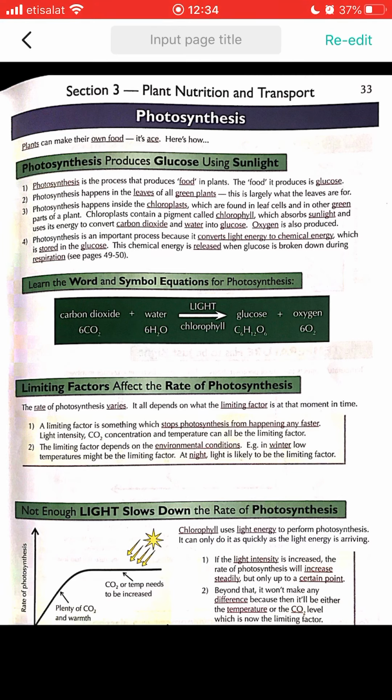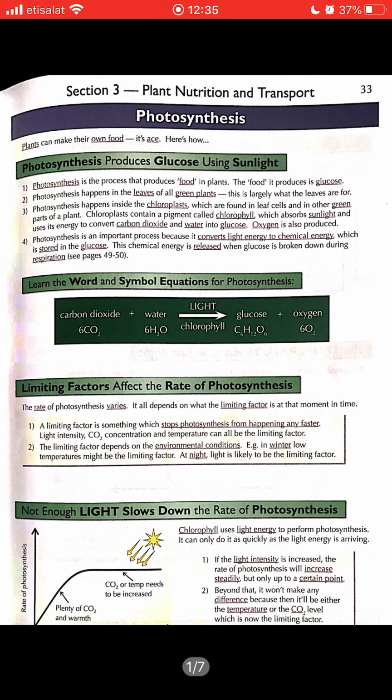It happens in the leaves of all green plants, so this is really what your green leaves are for, the site of photosynthesis. It happens in the chloroplasts. Remember, chloroplasts are the cell organelle that we've spoken about, and they contain a pigment called chlorophyll. The job of the chlorophyll is to absorb the sunlight, and then it uses the energy from that sunlight to convert carbon dioxide and water into glucose, as well as oxygen. Oxygen is just a byproduct of photosynthesis for a plant. It's not what it's there for. The whole point of photosynthesis is to produce glucose. But obviously it's useful for us because of all this oxygen production.